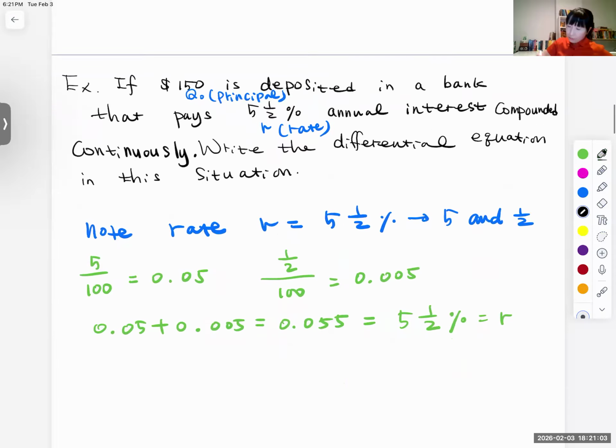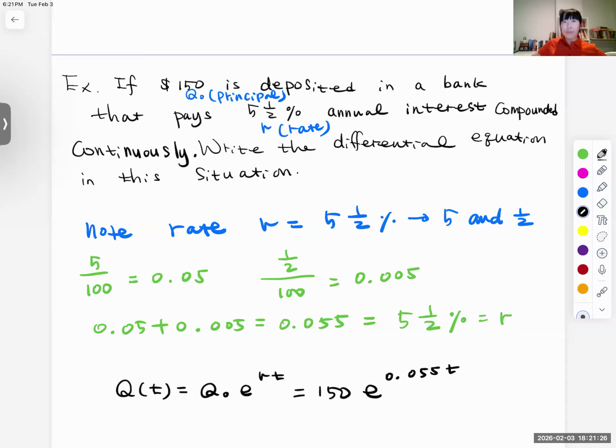Now we can express it. We have the formula Q of T equals Q naught e to the RT. So that will be the initial principal, which is 150, e to the 0.055 T. That's it. Make sense? All right.